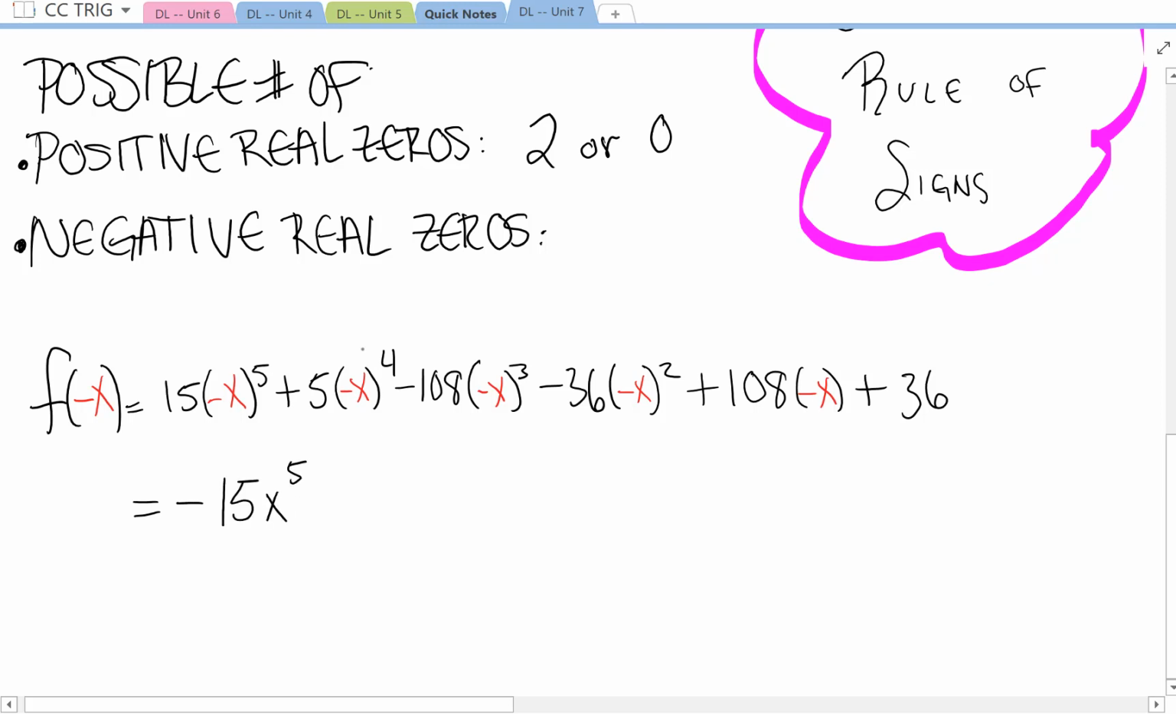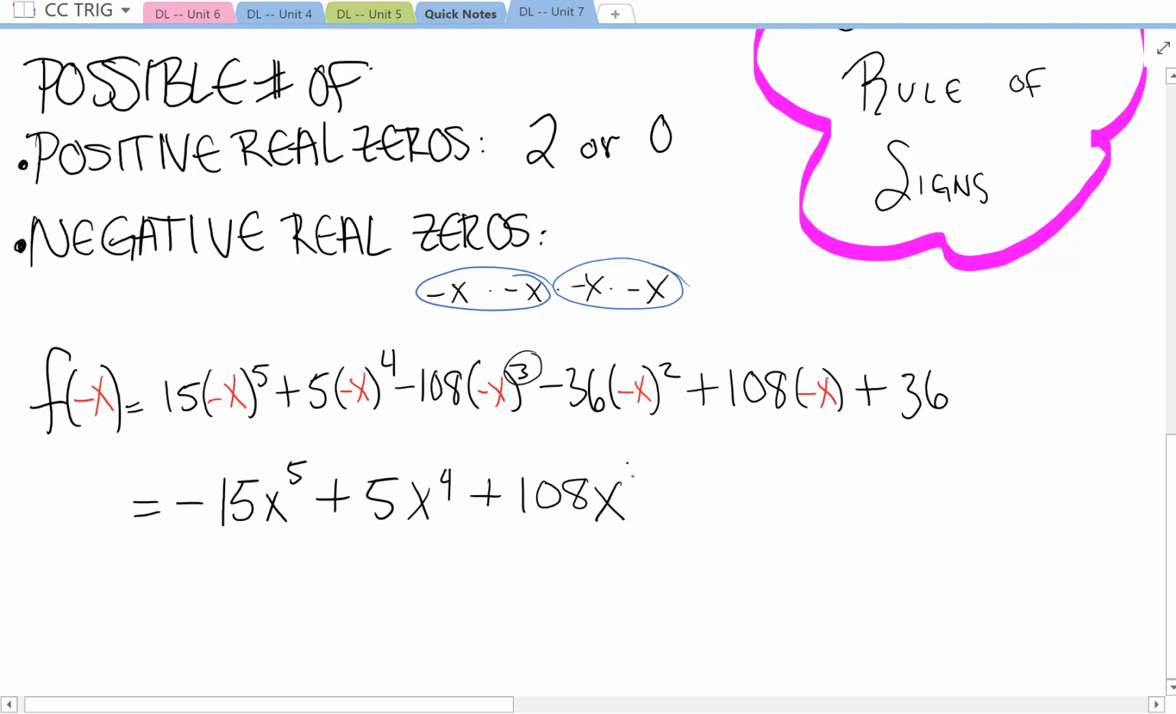But let's look at negative x to the 4. Negative x times negative x times negative x times negative x. Anytime you have pairs, like I said before, that's a positive. Negative times a negative is a positive. If you have an even exponent, negative x to that even exponent, it does not change the sign. It's going to still be x to the 4th. Okay, so this is an odd exponent, so the sign will change. It'll be plus 108x cubed.